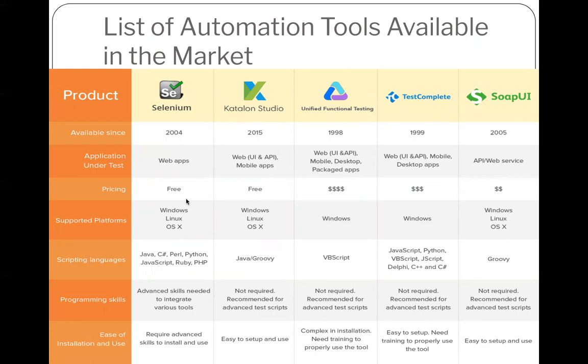You can see that Selenium and Katalon support multiple platforms. But when it comes to programming languages, Selenium supports more than 13 languages, while here it supports only Java and Groovy. From this we can decide which tool to choose.